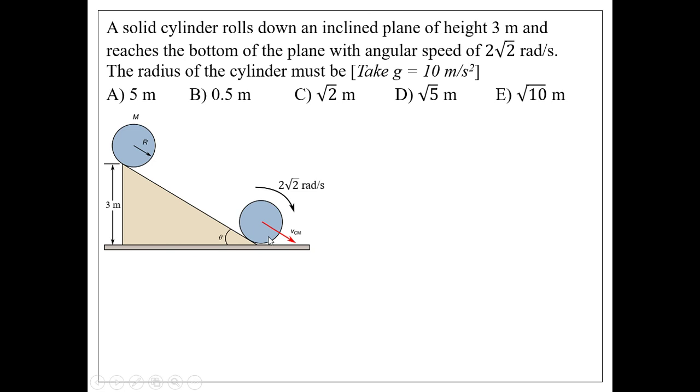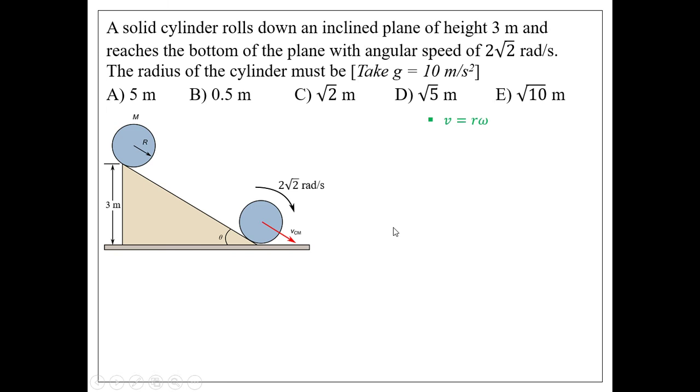So here you have a solid cylinder that's initially 3 meters up, and then it rolls down the ramp. By the time it gets to the bottom of the ramp, it has an angular speed of 2 rad per second, as given in the problem. This particular problem wants us to take g as 10 meters per second squared instead of 9.8, probably because it ends up giving us one of these nice answers. So just keep that in mind as we practice here.